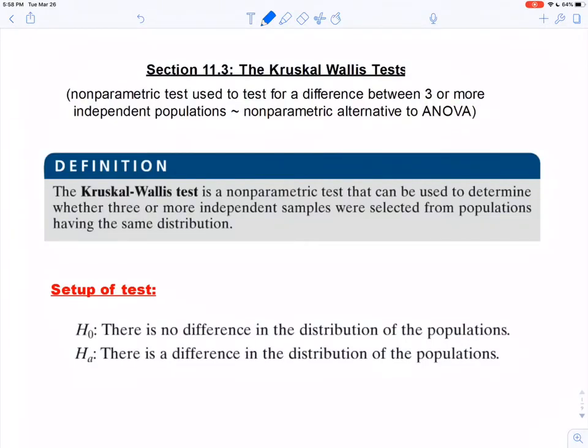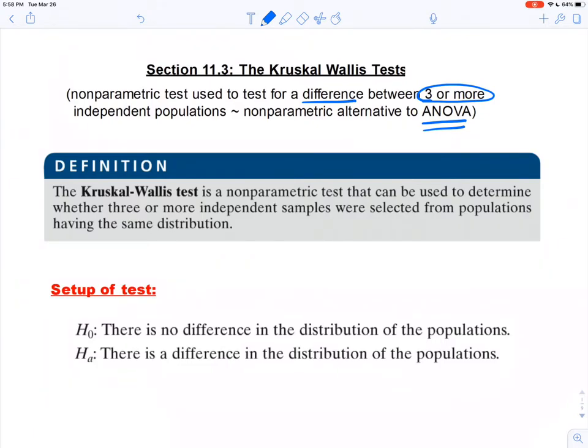So in section 11.3, you're going to be performing what's called the Kruskal-Wallis test. Now this is going to be the non-parametric equivalent to the analysis of variance that we did back in chapter 10, because this is a non-parametric test that we will use to test for a difference between 3 or more independent populations. So in the previous section, we had our Wilcoxon test, and those allowed us to test for a difference between 2 groups. The Kruskal-Wallis test will be used when we have 3 or more groups, and we want to test for a difference.